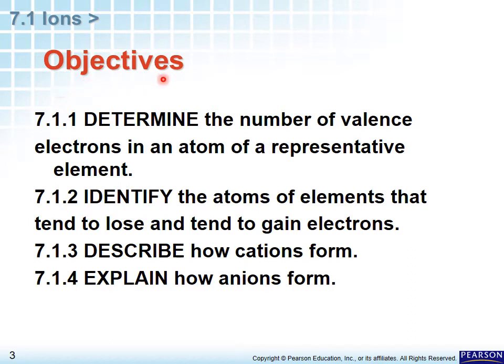Our main objectives for this lesson are: number 1, determine the number of valence electrons in an atom of a representative element. Number 2, identify the atoms of elements that tend to lose and tend to gain electrons. And number 3, describe how cations form and explain how anions form.